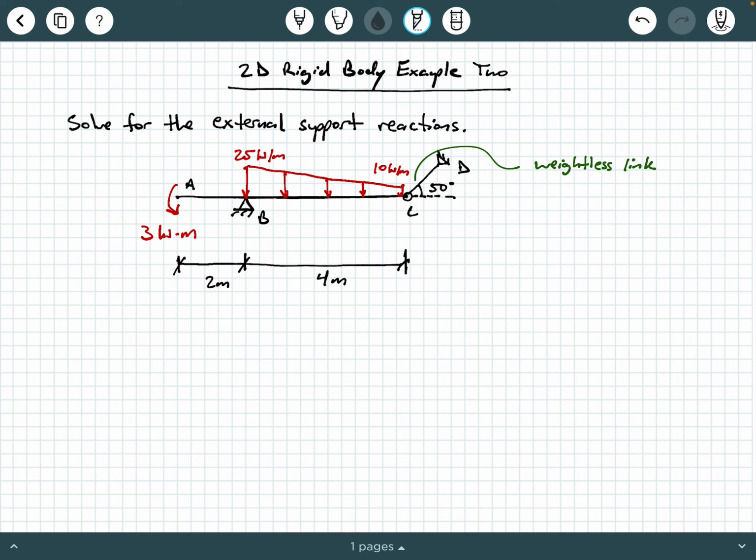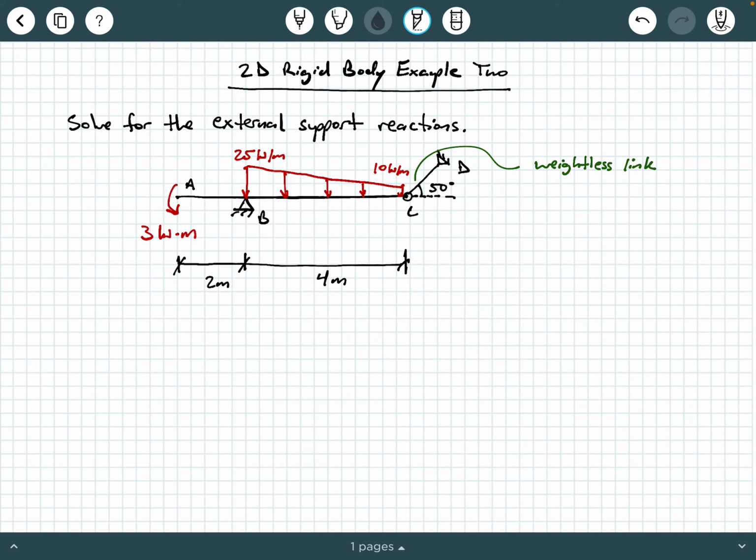Now, the applied loads here include a 3 kilonewton meter moment applied at point A, and then between B and C, we have a linearly varying distributed load. This is like a trapezoidal distributed load. At point B, it has an intensity of 25 kilonewtons per meter, and at point C, it has an intensity of 10 kilonewtons per meter, and we also have some given dimension lines shown here.